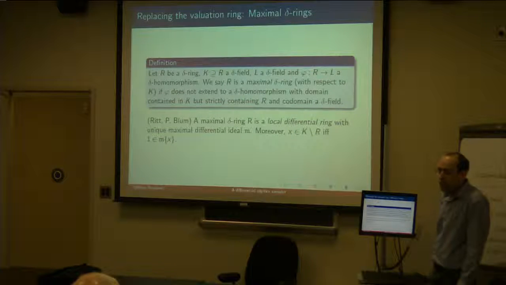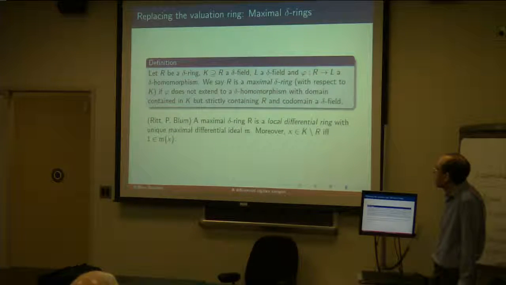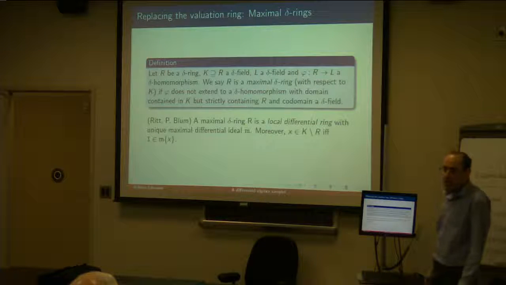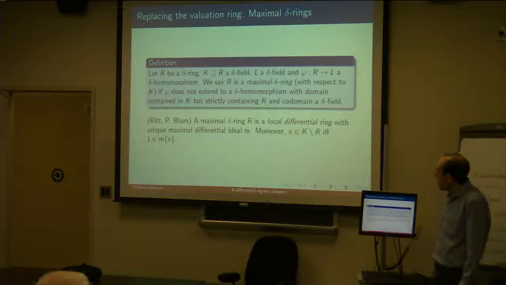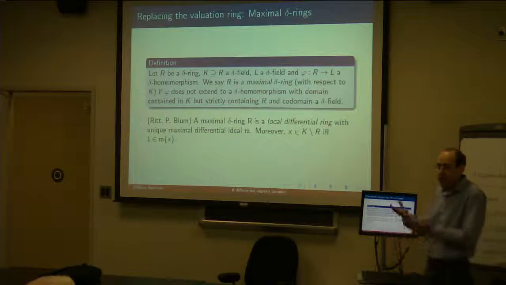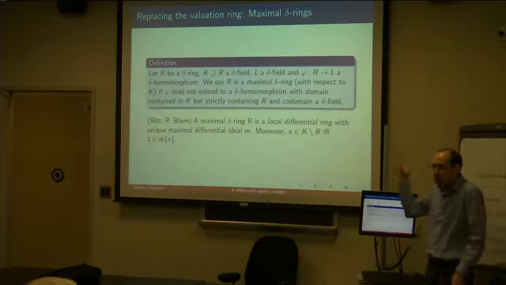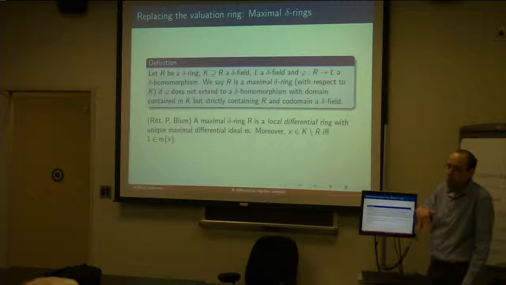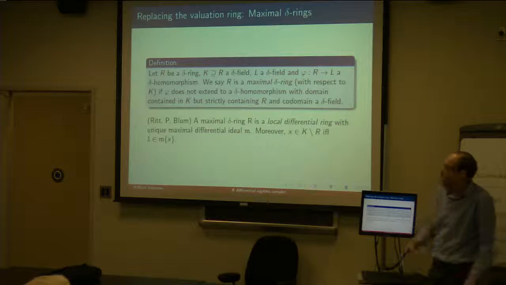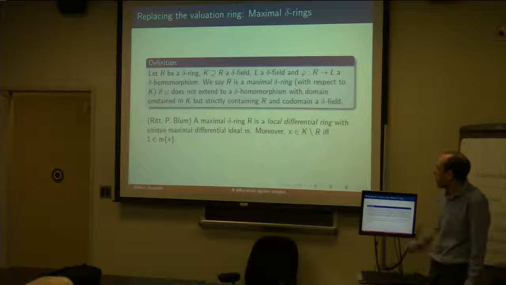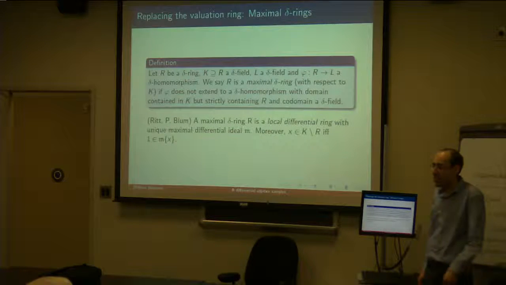Still parsing your definition, it seems like whether or not R is a maximal delta ring depends on the homomorphism P. It does. So it's a maximal ring with respect to P. Right. So in the proofs we assume that there is some such homomorphism when we reference a maximal differential ring, but the only thing that matters there is that this maximal differential ideal is the kernel of that homomorphism.